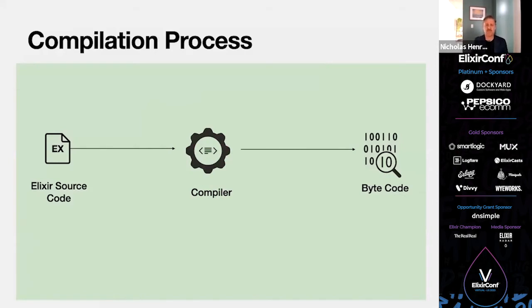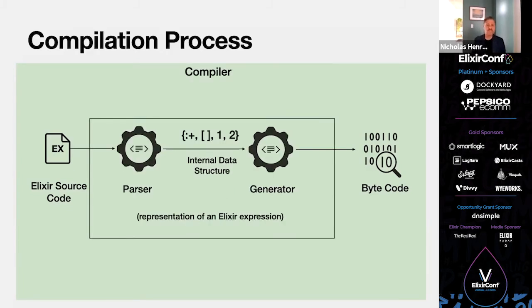So let's come back to the compilation process. As I said before, we have our Elixir source code that gets compiled into bytecode. But it's a little bit more complex than that. That Elixir source code actually gets parsed into an internal data structure. This is a representation of our Elixir expressions. And from that, we'll generate the bytecode.